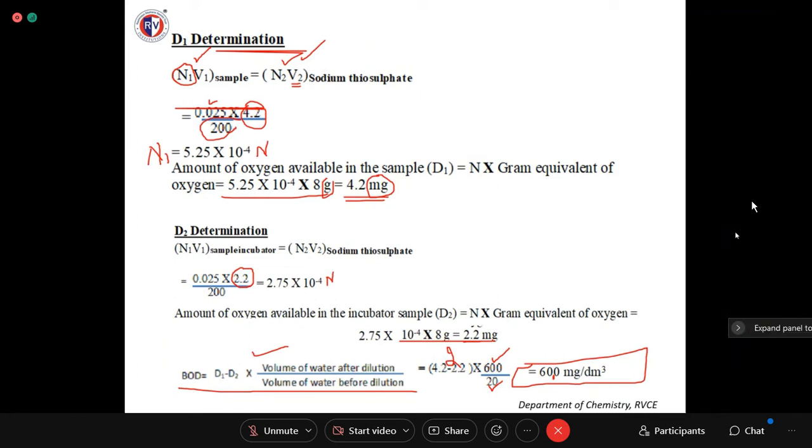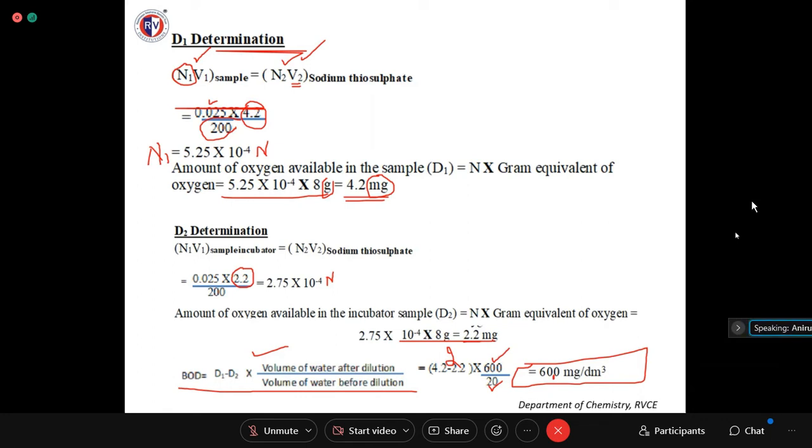Yes, sir. Tell me why it is so. Why have I multiplied it? Can you repeat the question again? Okay, in the BOD final formula, (D1 minus D2) is multiplied by the volume of water after dilution by before dilution. Why do you have to multiply that factor? Change in concentration. In which concentration? Oxygen. Not exactly.